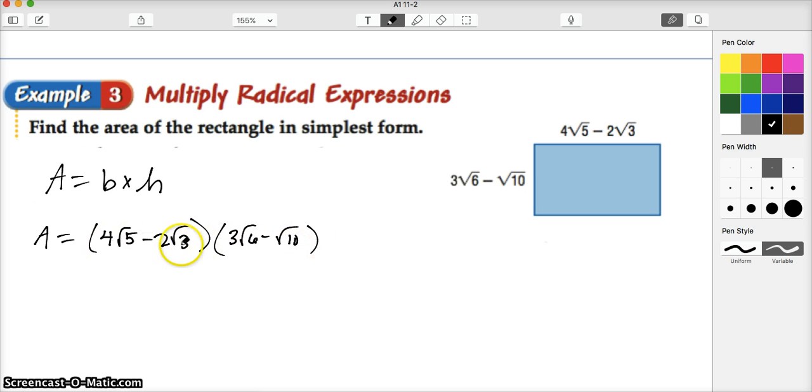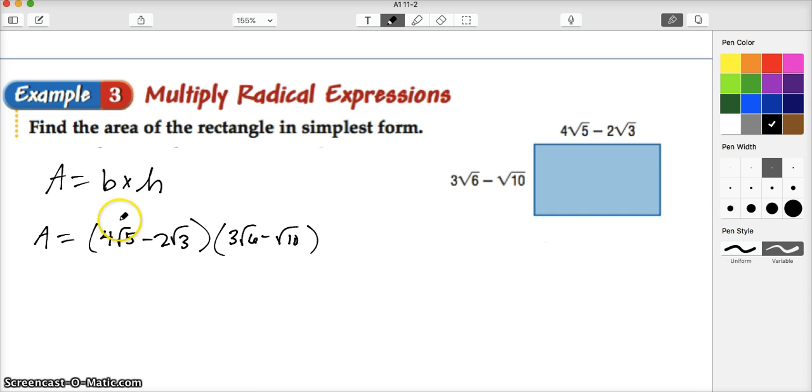Now, we can't simplify inside each parentheses, but what we can do is multiply stuff like this, and we know how to do it. We use the FOIL method. When we have to multiply expressions together, we use the FOIL method or the superior distributive property method. I call it super distributive.